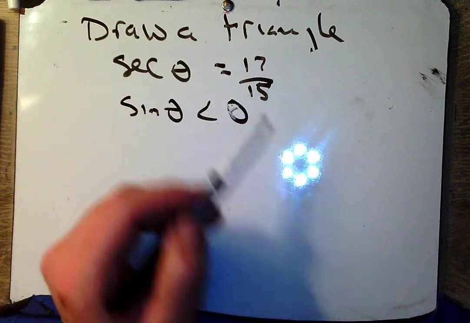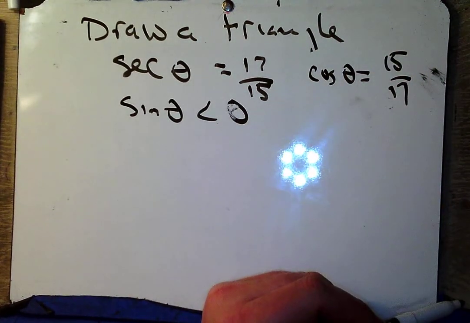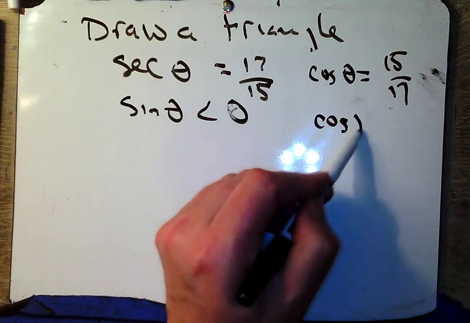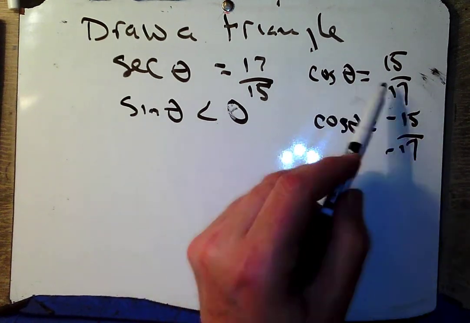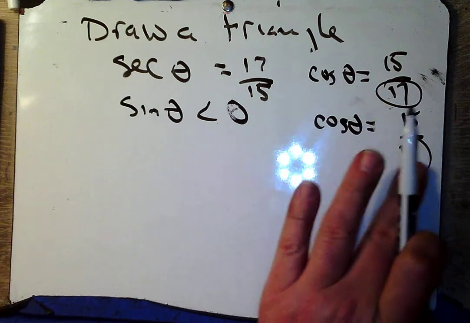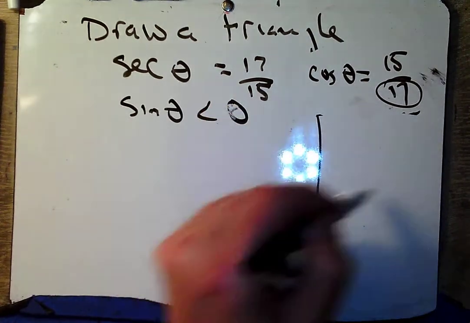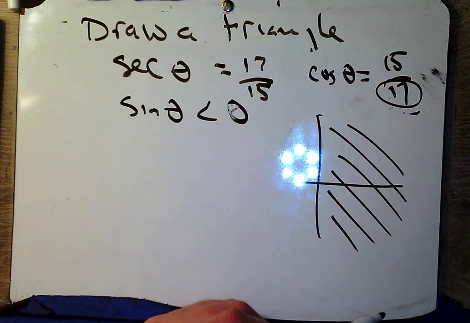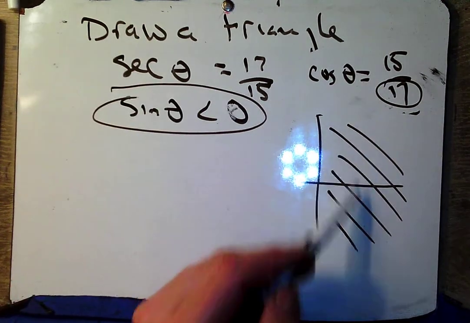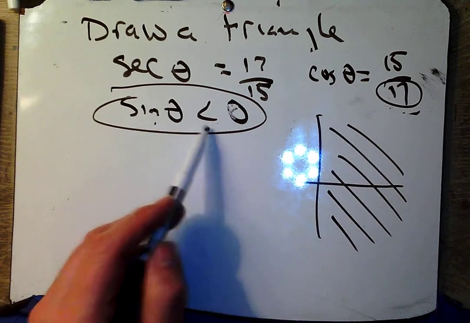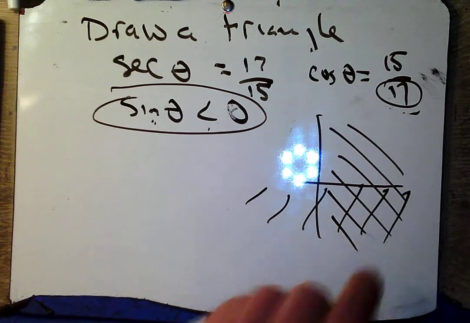Secant is 17 over 15. So I guess cosine would have to be 15 over 17. But cosine could also be negative 15 over negative 17? No, because the hypotenuse is always positive, so I don't have to worry about that. So in what quadrants is cosine positive? Well, we know that cosine is positive in these quadrants. But I'm also looking to draw this triangle not only where cosine is positive, but where sine is negative. And sine is negative down here in quadrants 3 and 4. My overlap is in 4.